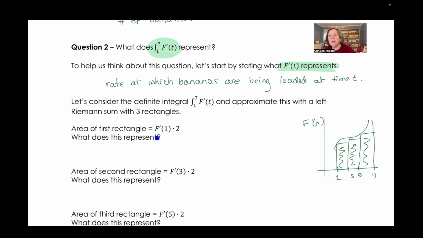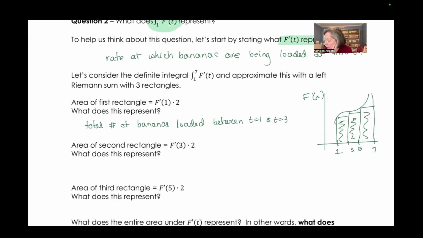Now, f prime of 1 is the rate at which bananas are being loaded at time t equals 1. I'm going to use that to approximate the rate that bananas are being loaded from time t equals 1 to time t equals 3. And then the area would be the total number of bananas loaded between t equals 1 and t equals 3. It's an approximation of the total number of bananas loaded over that time frame.